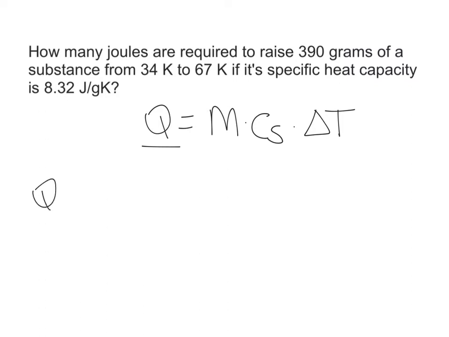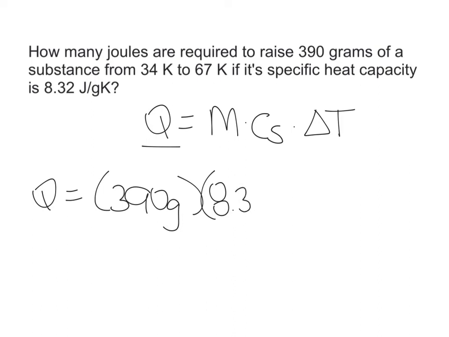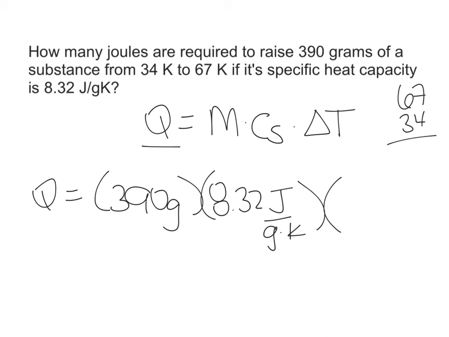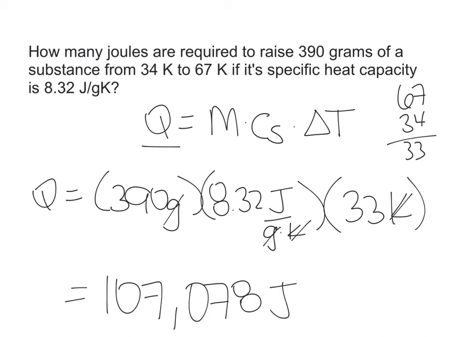So our Q then is going to equal 390 times 8.32 joules per gram Kelvin times our delta T, which will be 67 minus 34, which is 33 Kelvin. Notice our units cancel out. We're left with joules. Thus, when you multiply them together, you get a ridiculously huge number, because I picked random numbers, of 107,000. So that's typically how equations go.